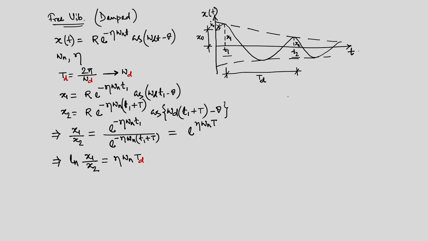Now, what is the relation between omega d and omega n? If you recall, omega d is omega n times the square root of 1 minus eta square. Now, if we find omega n times Td, in place of Td we can write 2 pi divided by omega d, and in place of omega d we can use the relation omega n times the square root of 1 minus eta square.